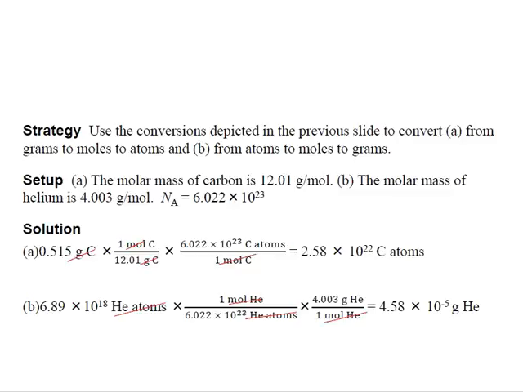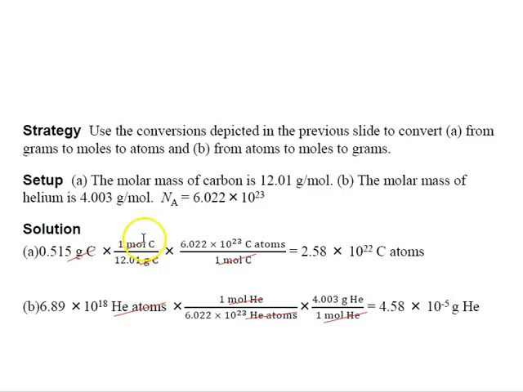So our strategy is to use the conversions depicted on that last slide. For A, we're going from grams to moles to atoms, and for B, we're going from atoms to moles to grams. Let's look at part A first. The molar mass of carbon is 12.01 grams per mole. That comes right from the periodic table. We're going to start with our mass, 0.515 grams of carbon. We're going to use the molar mass of carbon, which is 12.01. Notice how this is arranged so that grams of carbon cancel. Moles is in the numerator.